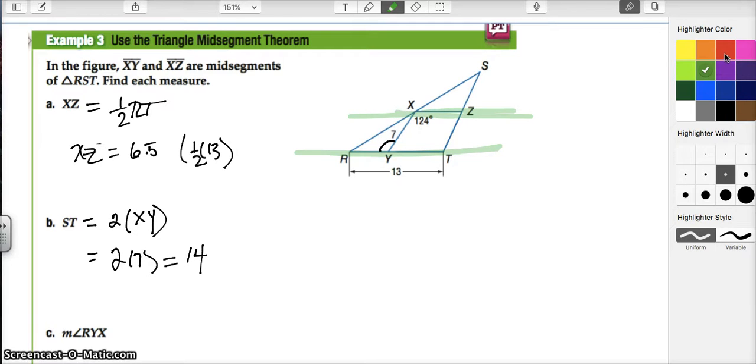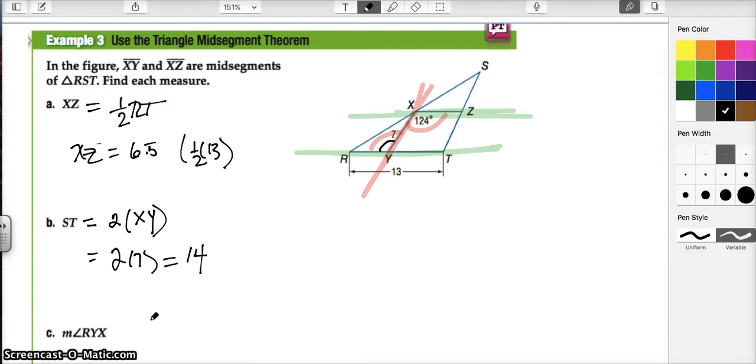But then we have this transversal cutting through two parallel lines, and therefore these two angles must be congruent. They are alternate interior angles. And because I have that congruency, I know that angle RYX is equal to 124 degrees.